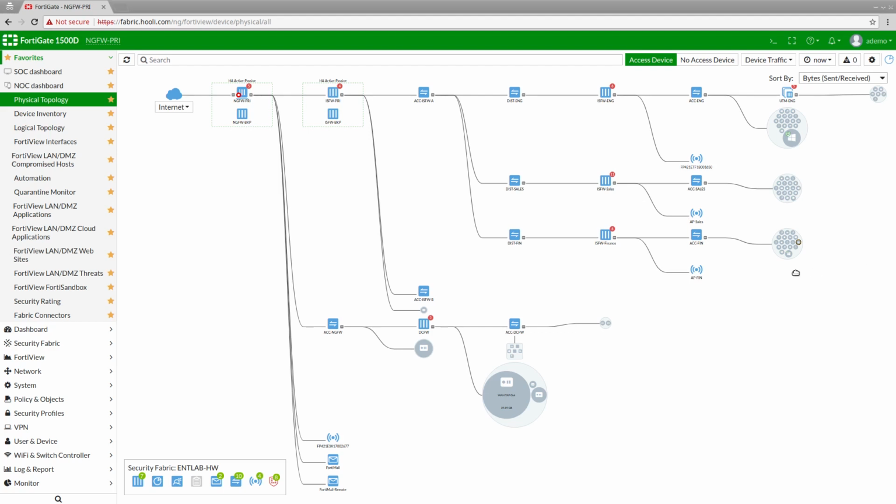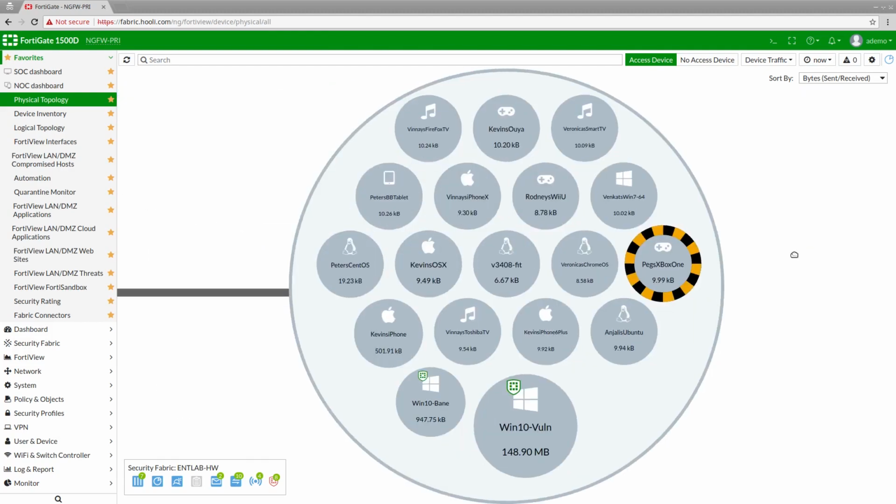Each FortiGate is looking at all of the devices on the network and sharing this information with the Security Fabric. Let's look at what this one sees. This FortiGate has seen and identified these hosts connected to its network. It can figure out the host name, OS, and how much traffic is being generated. No agent needs to be running for the FortiGate to discover devices.